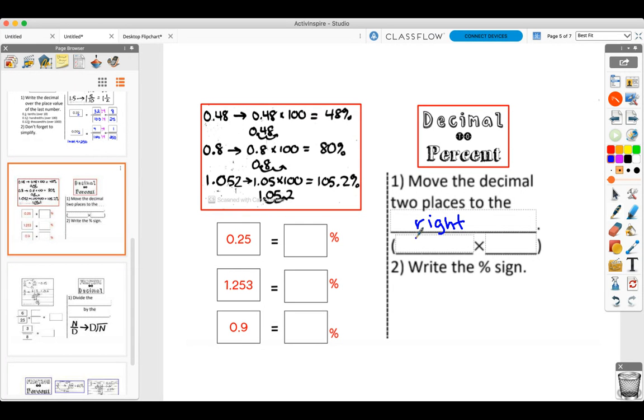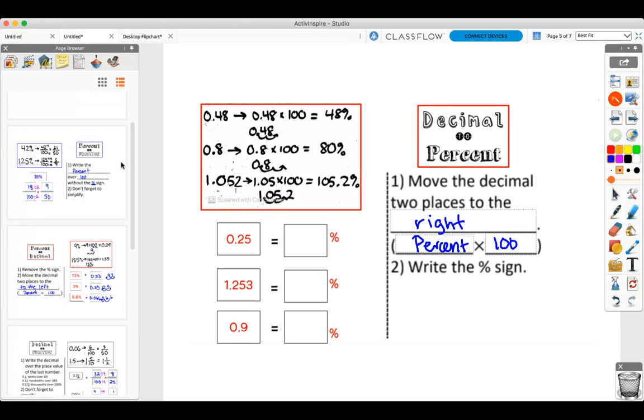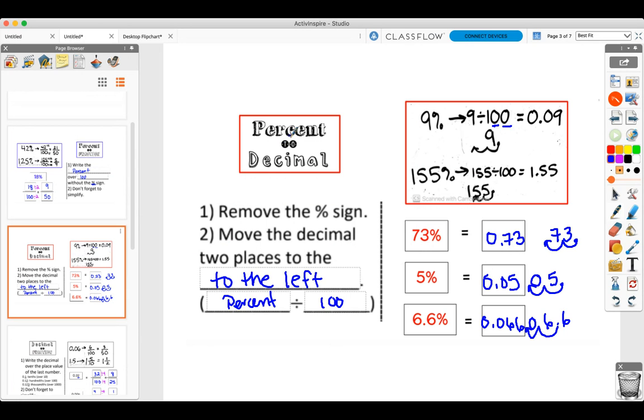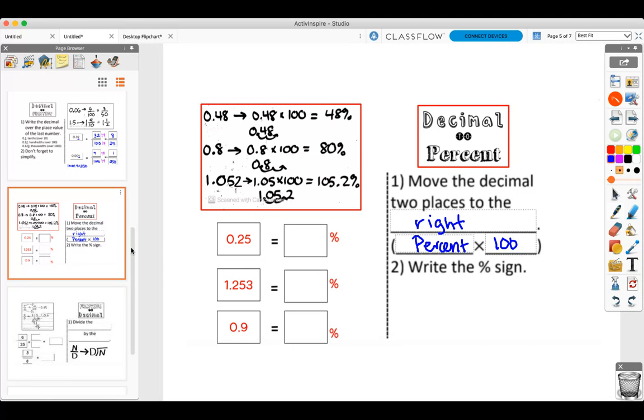So it's going to be the percent times 100. Remember when we did this over here, we were changing percent to a decimal. Now we're changing decimal to a percent. In percent to a decimal, we were moving 2 places to the left. The number was getting smaller because we're dividing by 100. So now we are doing decimal to percent. We're multiplying by 100, so that's why the number is getting bigger, so you're moving the decimal 2 places to the right. And just make sure you add that percent sign at the end.